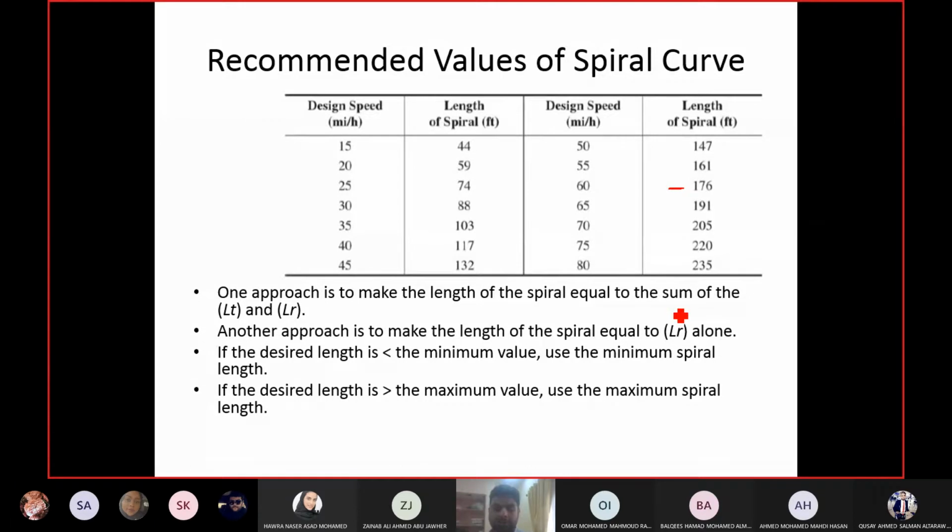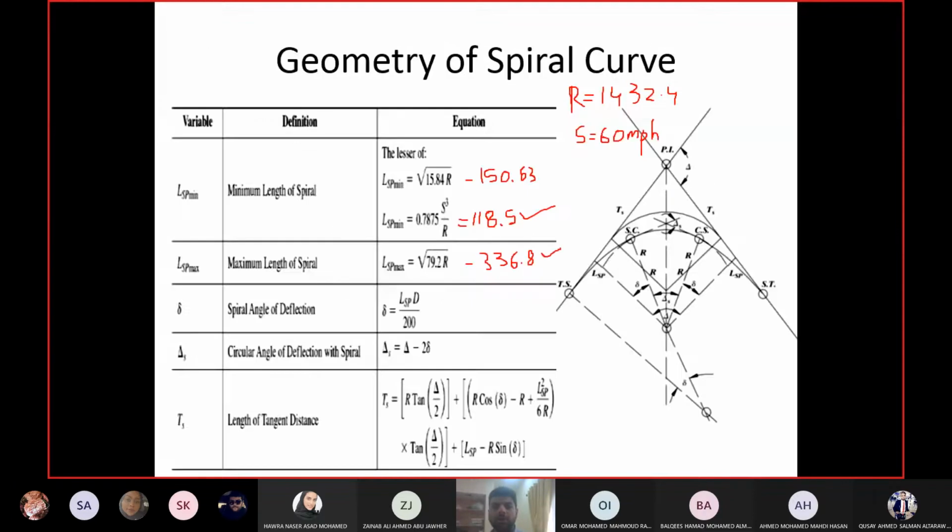So my LR is 240 feet, so I will put LSP as 240 feet. Now I have decided my LSP will be 240 feet. Okay, so LSP is decided: 240 feet.